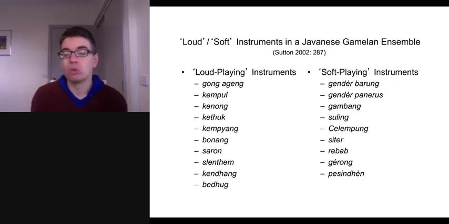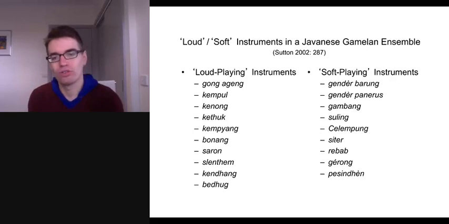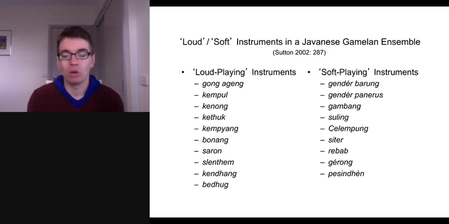Gamelan instruments in Java are also categorized according to whether they are loud or soft instruments. Loud playing instruments would always be used for playing outside, and they tend to be the metal sounding instruments and the drums in a gamelan ensemble. Whereas softer playing instruments would include the metallophones with the thinner keys, such as the gender, and the wooden xylophone, the suling, other string instruments such as the celempung, siter and rebab, as well as singing parts. Softer playing instruments are used more for inside performances, but this doesn't mean that some of the soft playing instruments are never included in ensembles that perform outside. So there's a great flexibility in gamelan music performances, and instruments can be rearranged depending on the number of players that are present and also the context in which the music is performed.